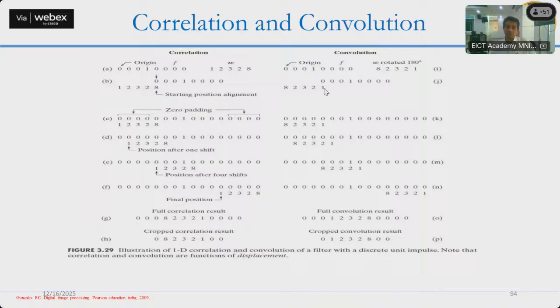So what is happening in the convolution is that it is basically flipped. What do you mean by flipped? 1, 2, 3, 2, 8 was there, but now it has become reversed.